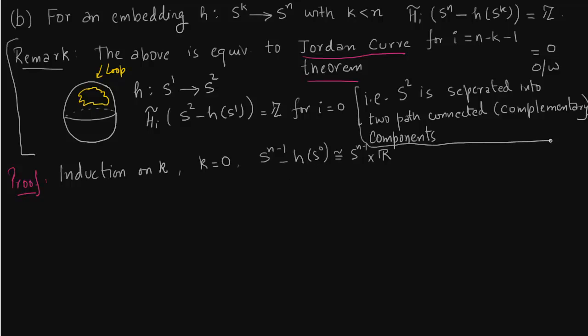So this is true. As an example, take S2 as the sphere. And from this S2, you take h(S0) out, take two points out. So this is equivalent to S1 times R, which is a cylinder. Obviously S1 times R is easier to compute, because it deformation retracts into S1, or S^(N-1). So from S^N, we have gone to S^(N-1). Again, instead of S^(N-1) minus h(S0), you should think of it as S^N minus h(S0). I have written it incorrectly. I will correct it later.